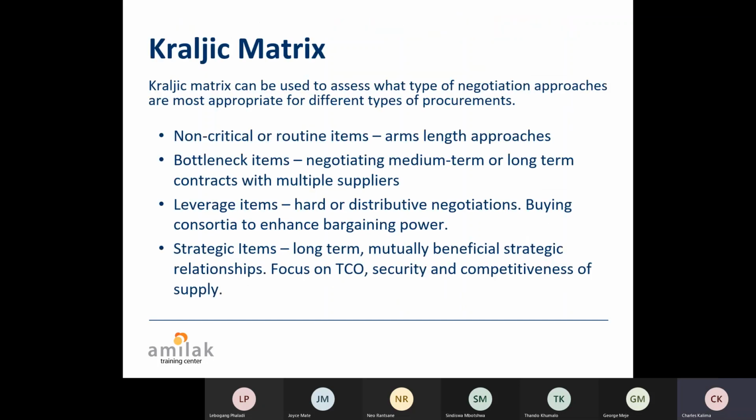So the non-critical or routine items, you're going to have an arm's length approach towards them. Bottlenecks, you will negotiate medium-term or long-term contracts with these types of suppliers. Leverage, you're going to have hard or distributive negotiation, because you've got many of them. The strategic ones, these are the ones where you have strategic alliances, partnerships and so on. So you can have a choice of what kind of relationship you will have.